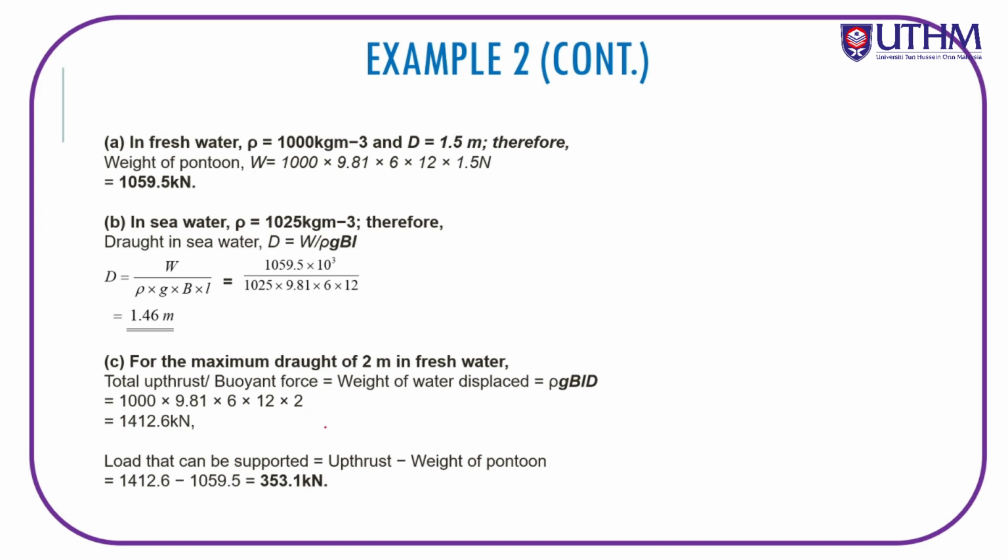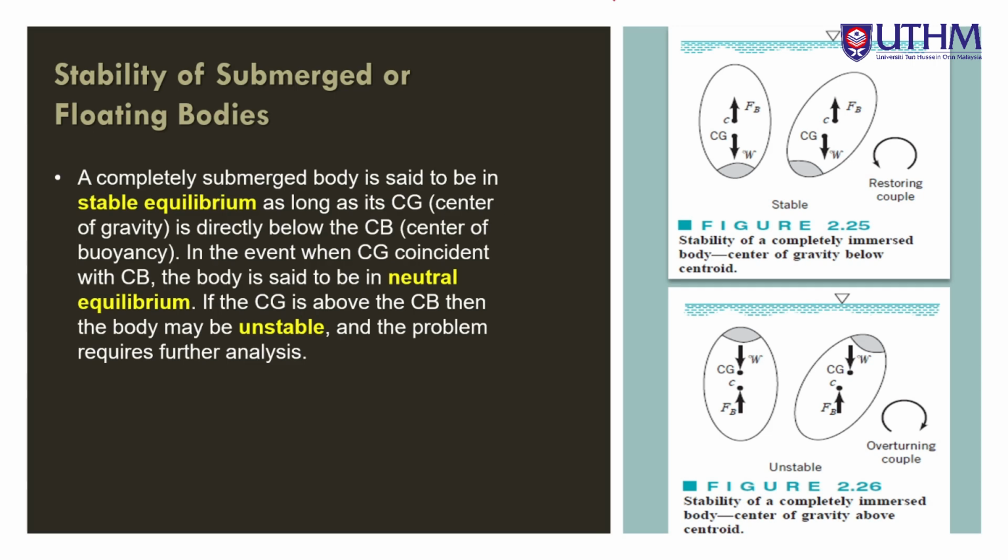So daripada situ kita dah boleh tahu load yang boleh disupport. Upthrust dia ialah 1412.6 kN yang kita dapat tadi. Kita tolak dengan weight of the pontoon. So kita akan dapat 353.1 kN. So ini adalah max load yang boleh disupport sampai draught pontoon itu jadi 2 meter. Okay, so kita proceed kepada stability of submerged or floating bodies.